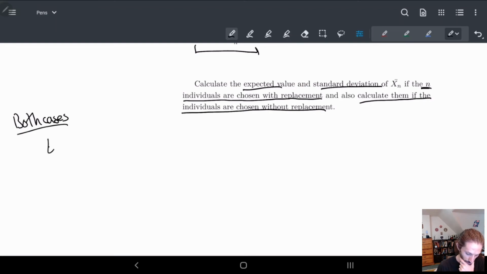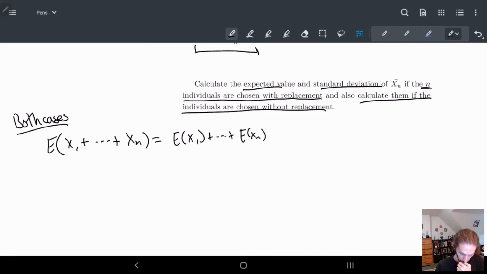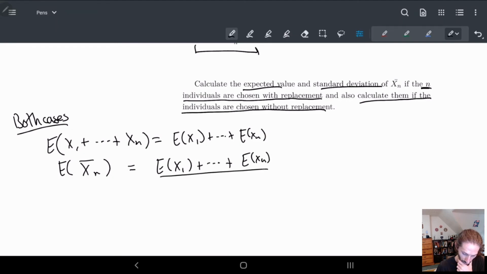The expected value of x1 plus xn is just equal to the expected value of x1 plus the expected value of xn, right? So what this means is the expected value of x bar n is just equal to the expected value of x1 plus expected value of xn over n, right? Because this is x1 plus xn divided by n. This n we can pull out, and then the rest we can just expand by linearity.